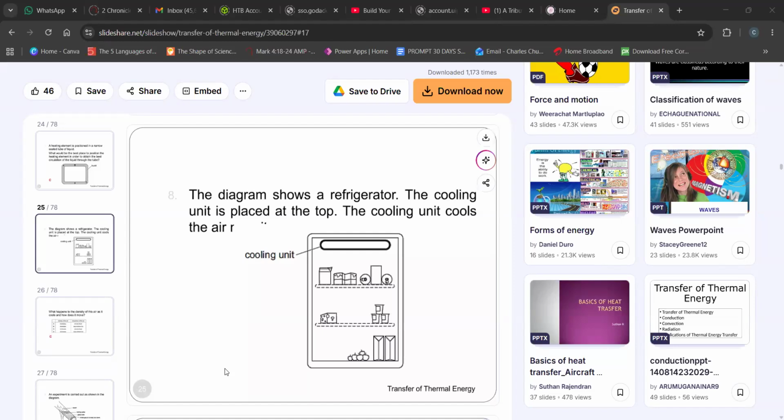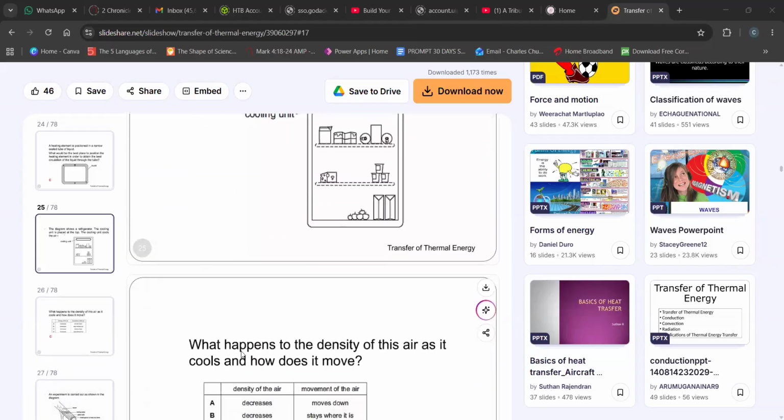what are we assured of? The rest of the freezer will get cool. After a while, it will take a while, but it will eventually get cold. So the refrigerator uses the principle of convection too.